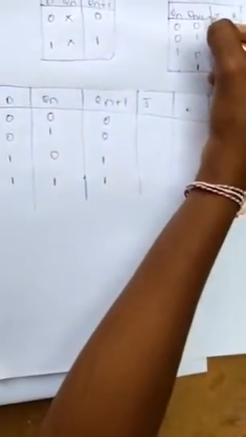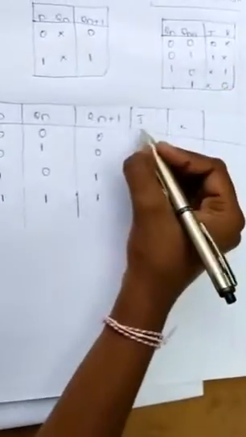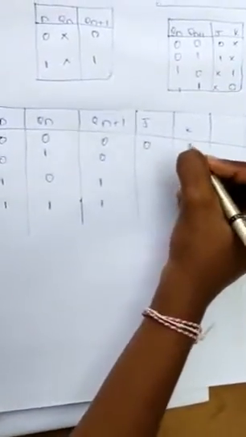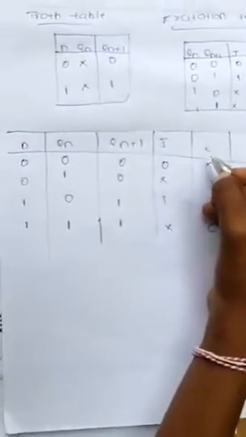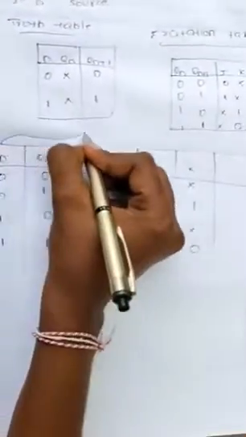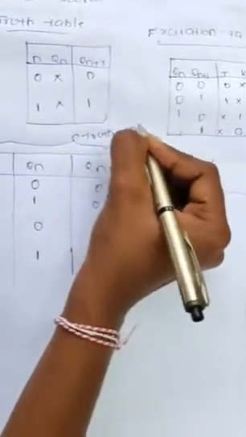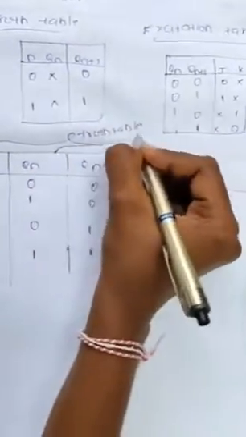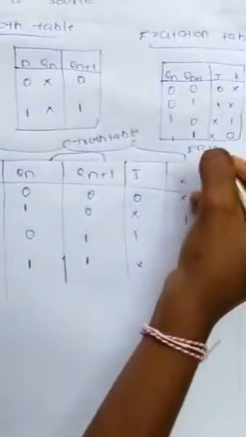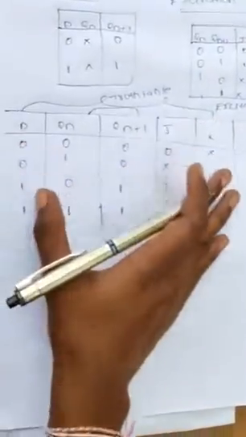we learn the JK values: 0 don't care 1 1 don't care. Okay, JK values are completed. So this is the combination of truth table and excitation table. From this table we draw the K-maps now. We go on to draw the K-maps.